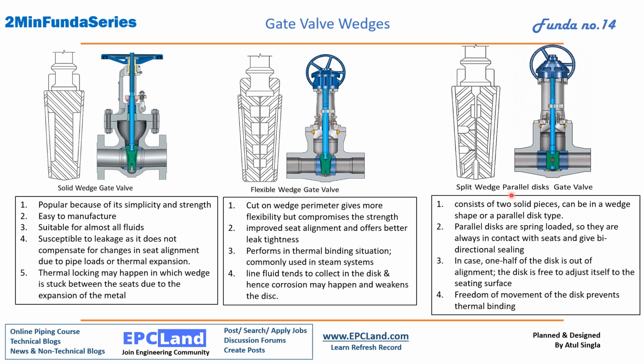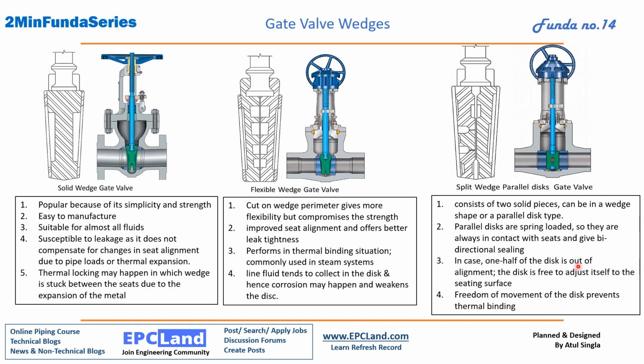The third type is split wedge parallel disc gate valves. What is different here if we compare it with these two wedges? It consists of two solid pieces. If you see, we have two different, separate pieces here. This can be a wedge shape or parallel. Parallel discs are spring loaded. If you see here, there is a small spring in between the two pieces. This spring helps in better sealing. The wedge sits properly between the seats, so better sealing is there, and less chance of leakage.